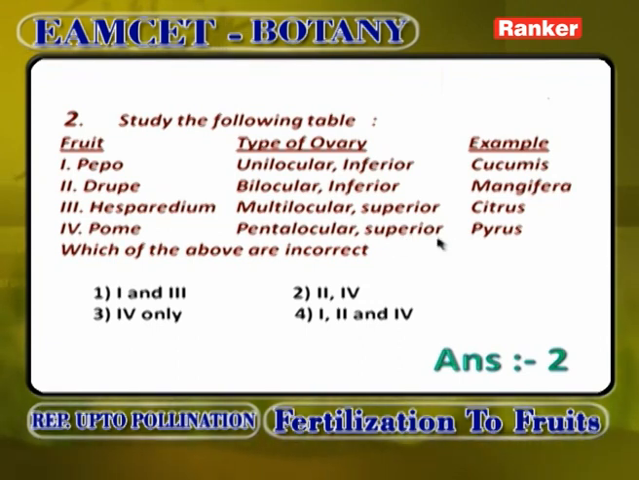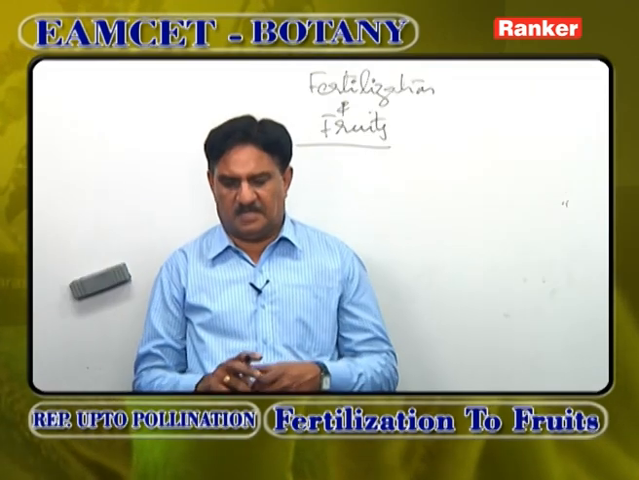Pentalocular is wrong. So here the wrong concepts are 2 and 4. Why? Because Pepo, unilocular, inferior, Cucumis is correct. Drupe, bilocular, inferior, Mangifera is wrong. It is not inferior, it is superior. Hesperidium, multilocular, superior, Citrus is correct. It is the correct combination. Pome, pentalocular, superior, Pyrus: it is not pentalocular, it is trilocular.